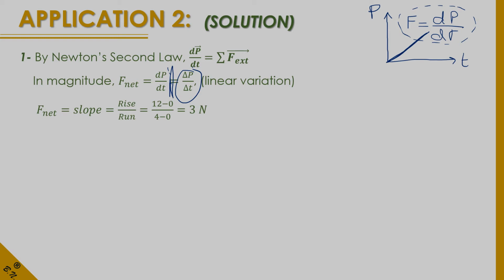Slope is rise over run. We take, let's say, this point and this point: 12 minus 0 over 4 minus 0 equals 3 newtons. So the net force acting on that object, which is given to be sliding on a certain ramp, is 3 newtons.